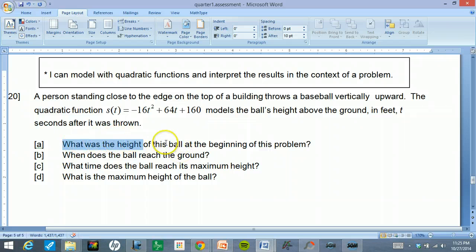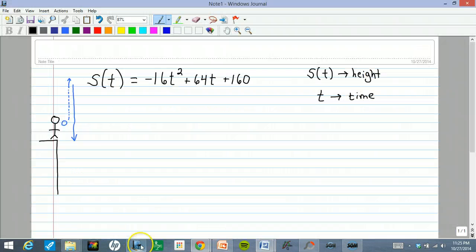That's what's unknown. Somehow the rest of this stands for time. The ball at the beginning of the problem. Well, how much time went by at the beginning of the problem? 1 second? Not quite. That would be 1 second later. What makes sense? 0 represents the time at the beginning of the problem. So when time is 0, that's when the problem started. So we need to make t 0 and then find the height. Input 0 seconds, and output comes the height.